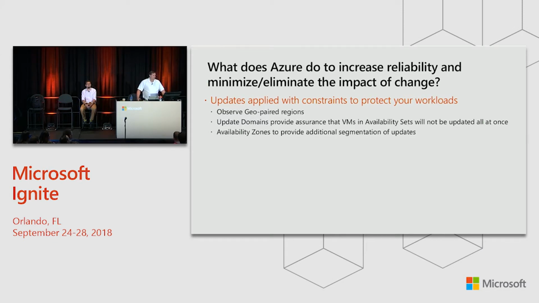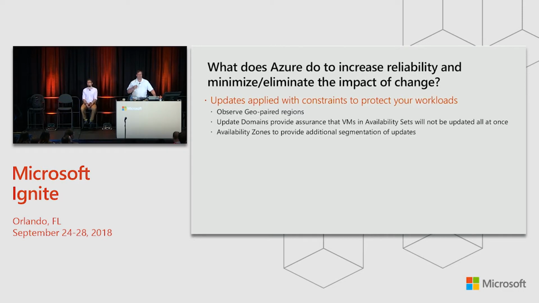So update domains provide the assurance that when you're using an availability set, we're not going to take the entire fleet of VMs that you have offline, because they're in a container that has what they call update domains. So we'll only update one or two, potentially, if you have a whole lot of VMs in that update domain, or in that availability set, excuse me. But we will manage that, and that's a constraint so that we're not just going to reboot everything at once.